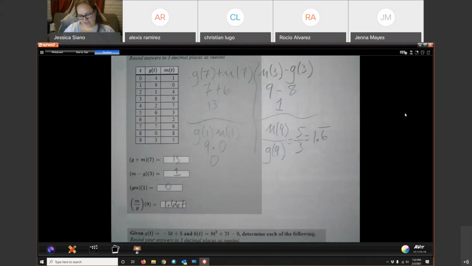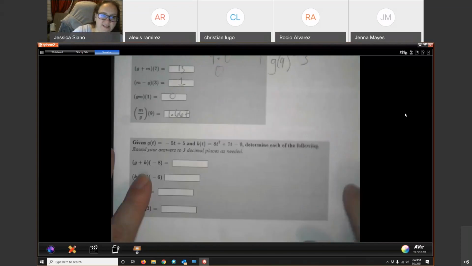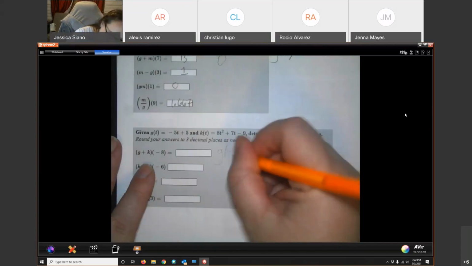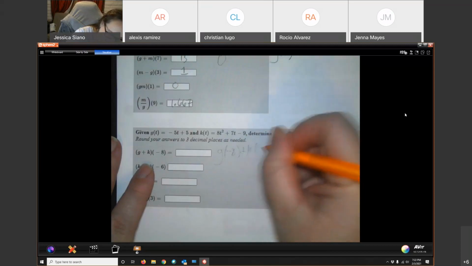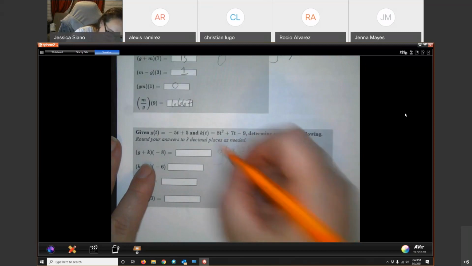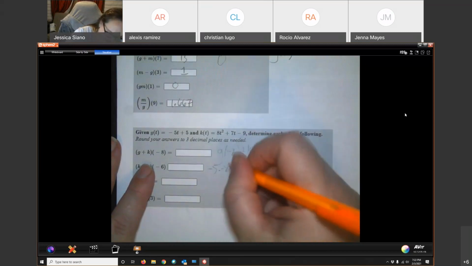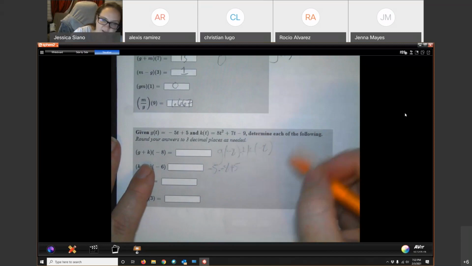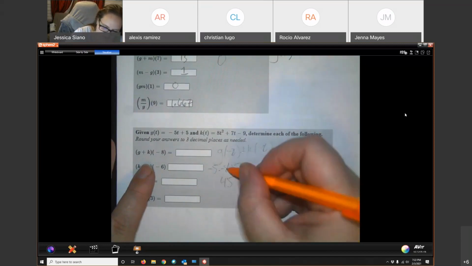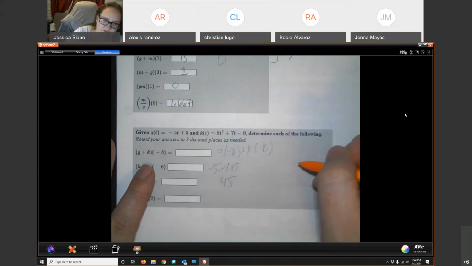Now, hopefully you notice that the next 2 examples that I do are just this exact same thing. So here, if I see g plus k of negative 8, that is g of negative 8 plus k of negative 8. So first we need to figure out what is g of negative 8. So that would be negative 5 times negative 8 plus 5, which would be 45. Right? Negative 5 times negative 8 is 40, plus 5 is 45.